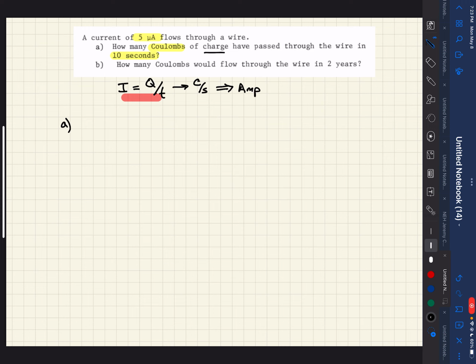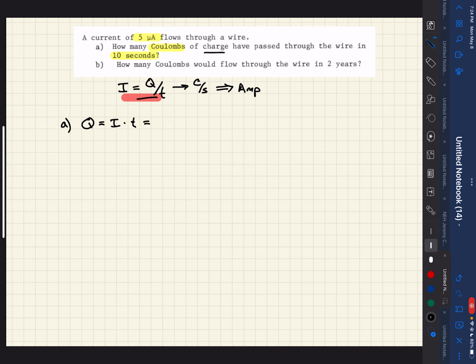So in this equation here, the total charge is expressed as Q, so we need to solve for Q. To do that, we multiply both sides of this equation by T, or time, and when we do, we come up with the resulting equation of Q, which is our total charge, is equal to our total current multiplied times time. So this is the equation we can use to solve this part A.